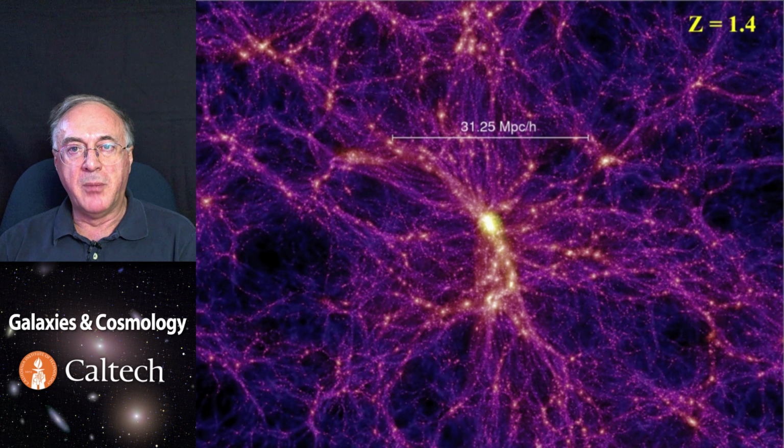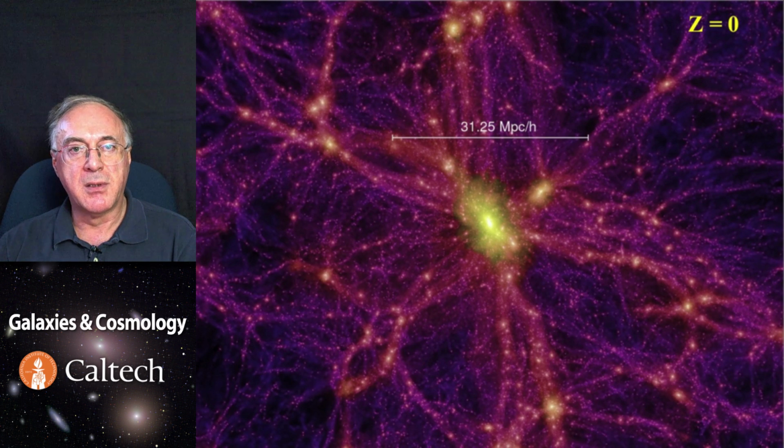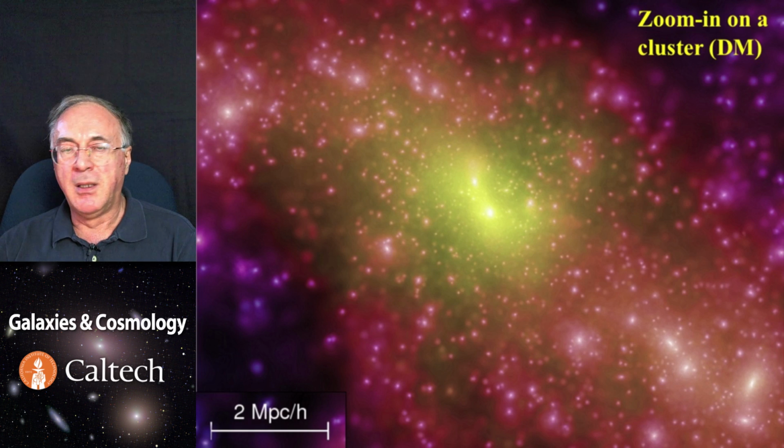By about redshift 1.4, structure is really well defined. This would be roughly the time when the solar system has formed in one of these blobs that represent galaxies. And finally, this is how the universe would look today if you could see the dark matter. And zooming in, this would be roughly like the core of the Virgo cluster today.